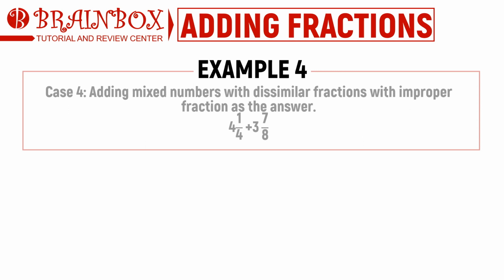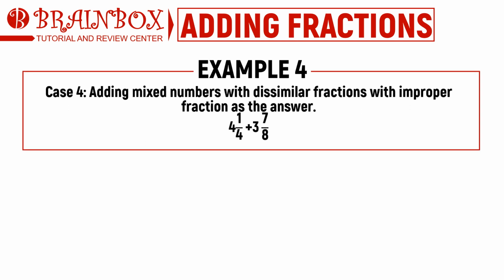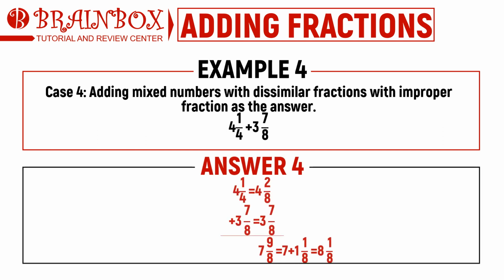Case 4. Adding mixed numbers with dissimilar fractions with improper fraction as the answer. 4 and 1/4 plus 3 and 7/8 equals 4 and 2/8 plus 3 and 7/8 equals 7 and 9/8 equals 7 plus 1 and 1/8 equals 8 and 1/8.